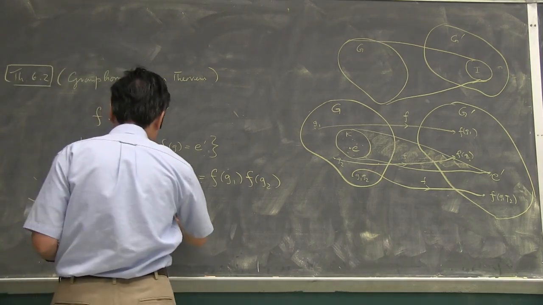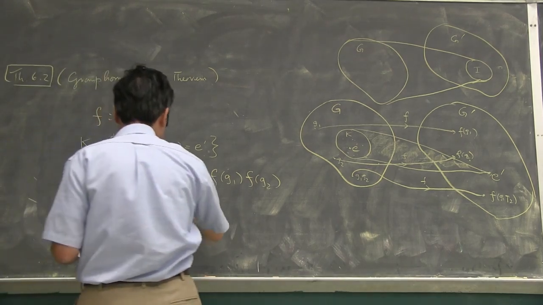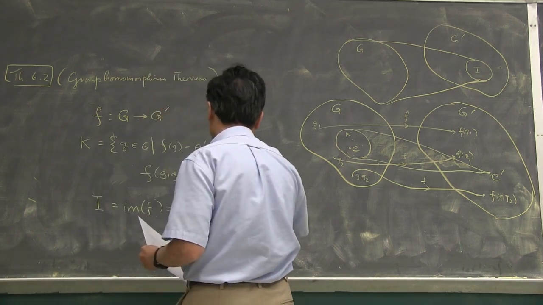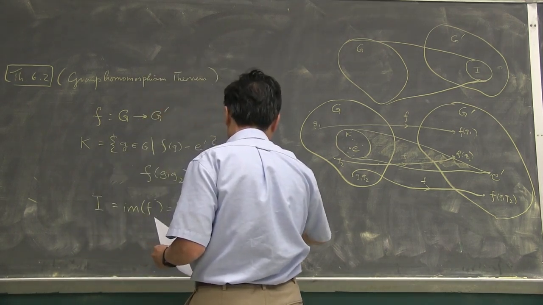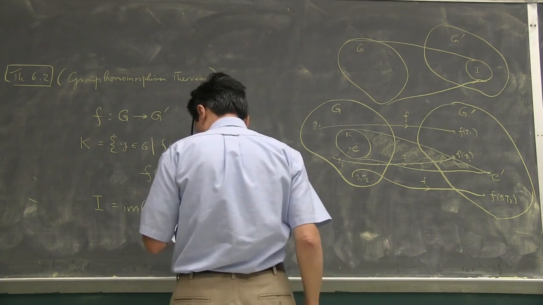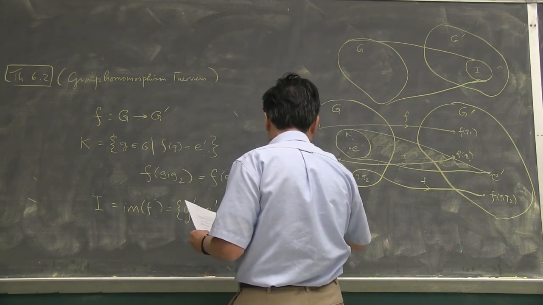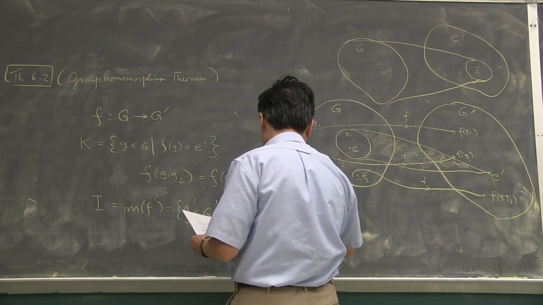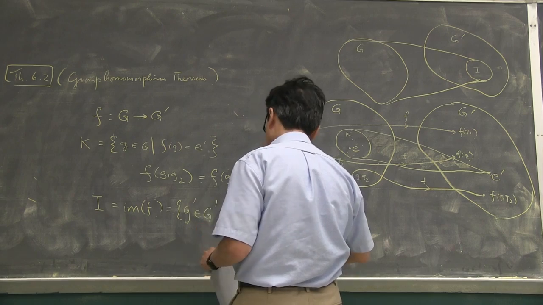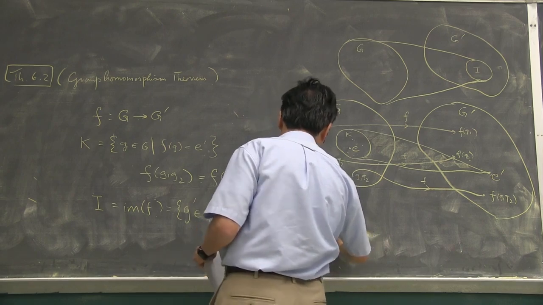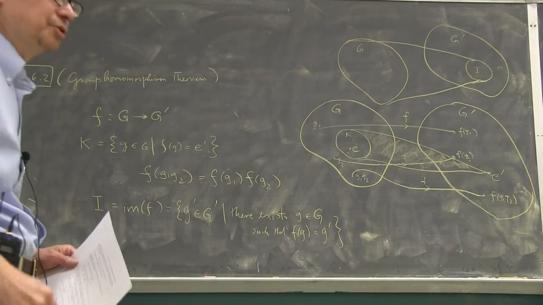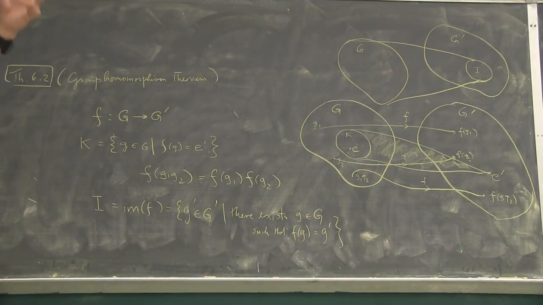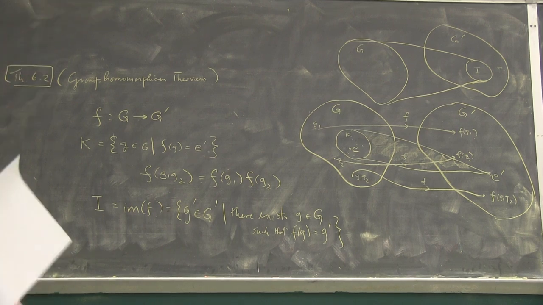So I'm going to write it like this. That consists of all the elements G prime in big G prime such that there exists G in G such that f(g) is equal to G prime. So it's clear, that's the condition written in set theory notation like this. Okay? That's called the image. But I hope you understand kind of intuitively what that means.